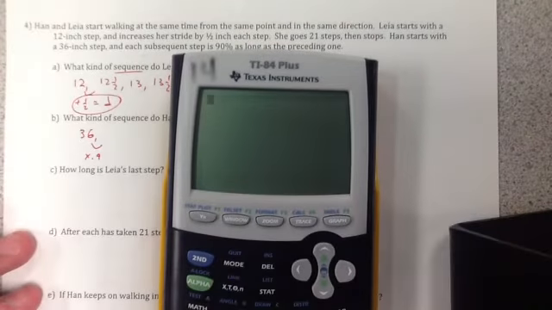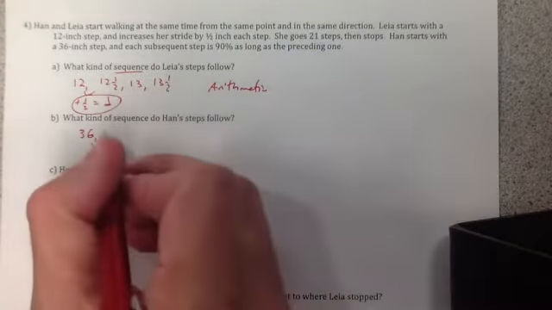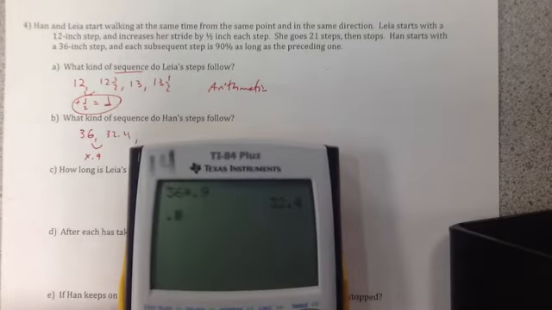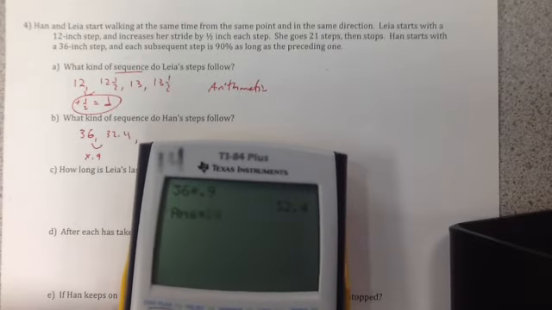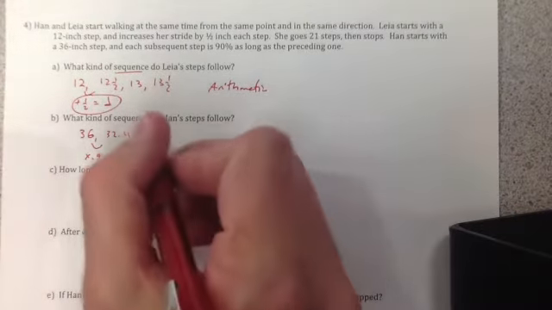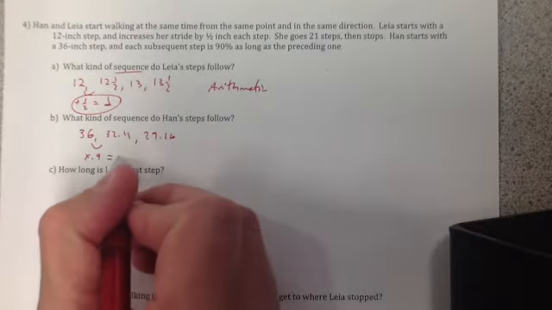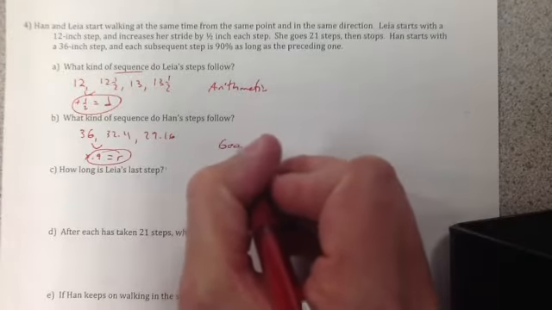And, of course, if you take out your calculator, take 36 times 0.9, we get 32.4. Multiply that by 0.9. Second answer times 0.9, we get 29.16. So, since we're multiplying by 0.9, that's our common ratio, and therefore Han's is geometric.